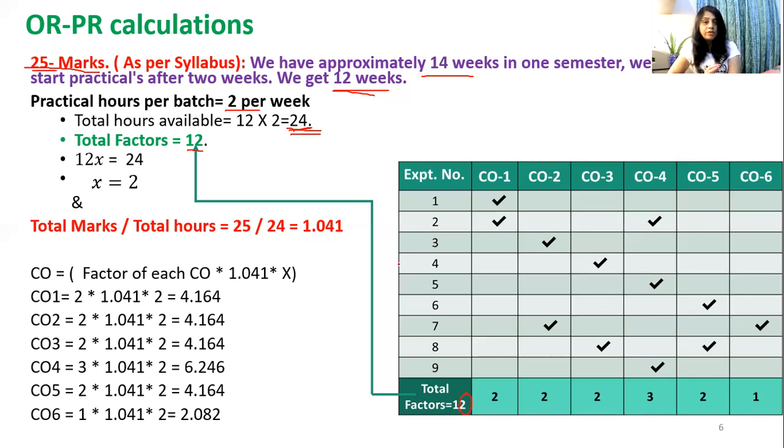Now how to allot it for COs? Now use this formula: factor for each CO.